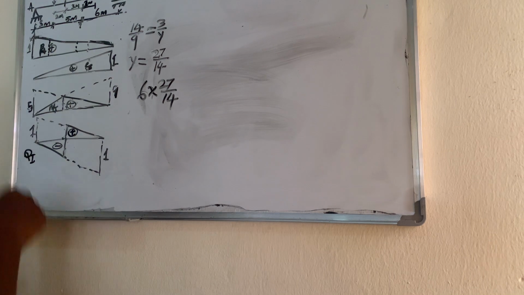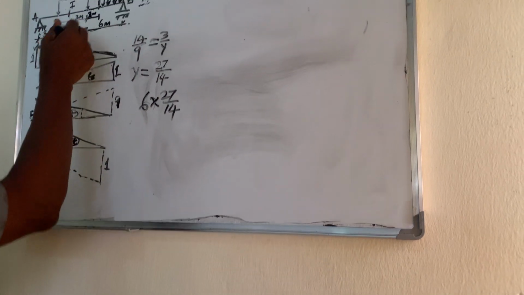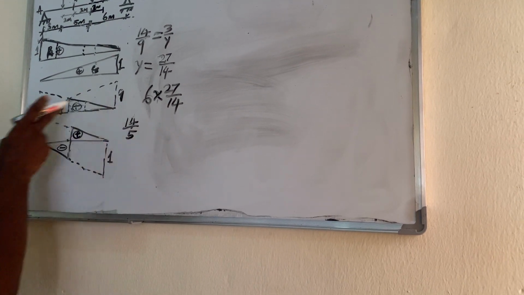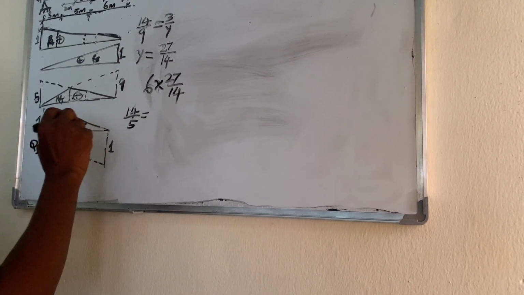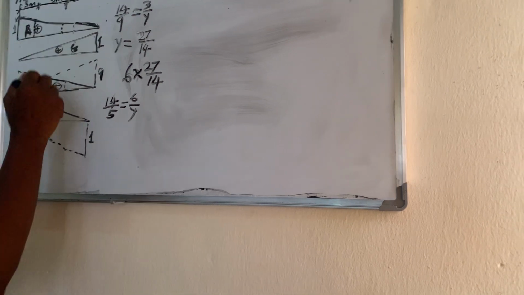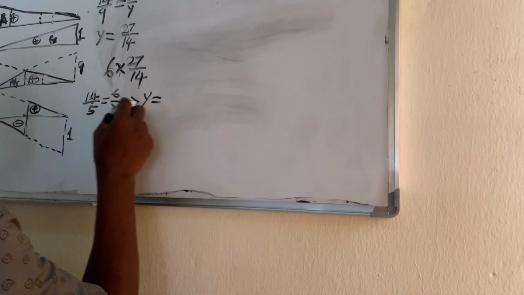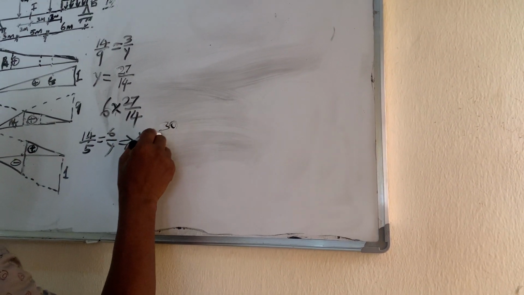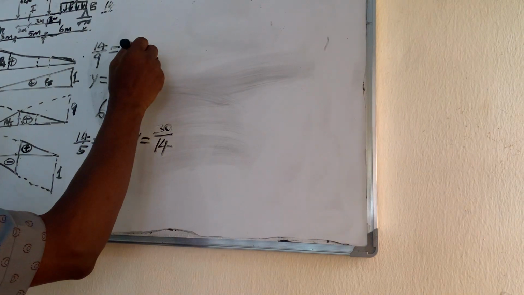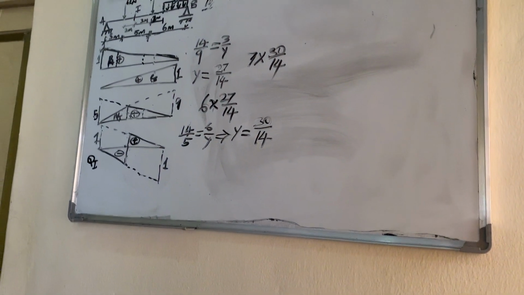The same way, we come to 7. Look at the ordinate here against 7, at 6 meters from this end. I have 14 over 5 is equal to the length 6 over y, which gives y is equal to 6 times 5, that is 30 over 14. So the influence will be 7 times 30 over 14. Simple. That's the bending moment influence here.